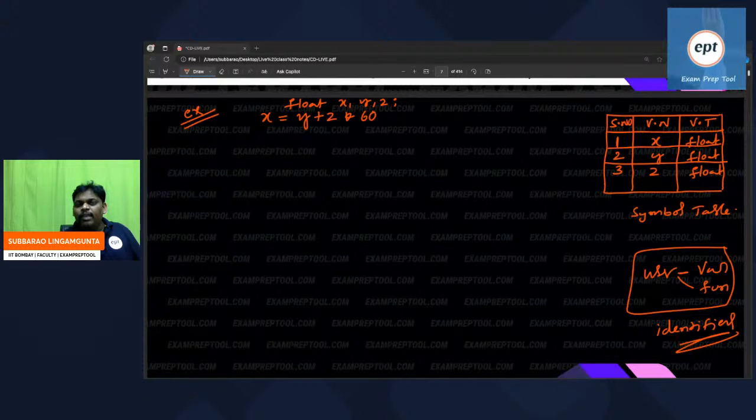I can take any variable name, go to hell. I can take any variable name, God is seeing from top. You can take whatever you want, but keywords, you cannot take whatever you want.